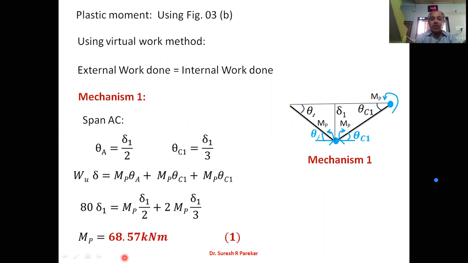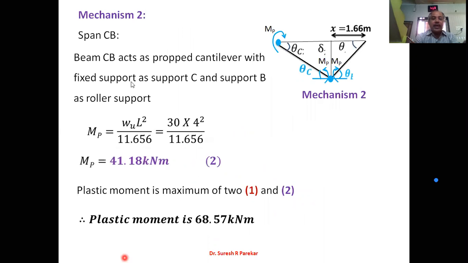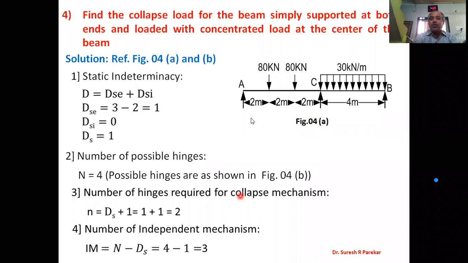But now if we switch over to CB, here I can directly consider CB as a proper cantilever with fixed support at C and roller at support B. So WUL square upon 11.656 gives me 41.18 kilonewton meter. So again the maximum of the two is 68.5 kilonewton meter. So this is the third. Now we have a little change in the fourth.